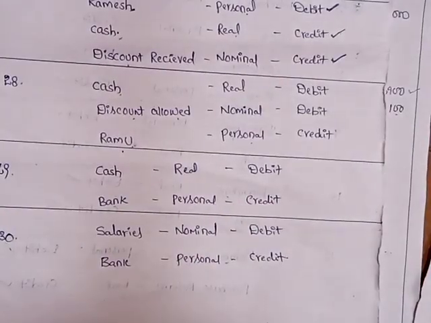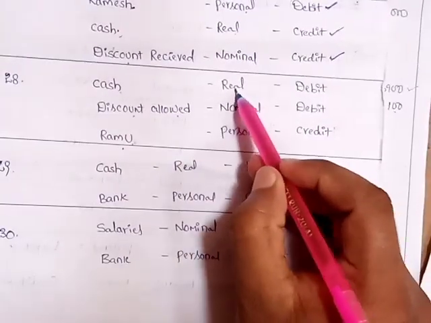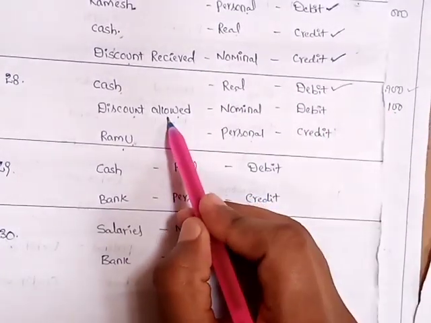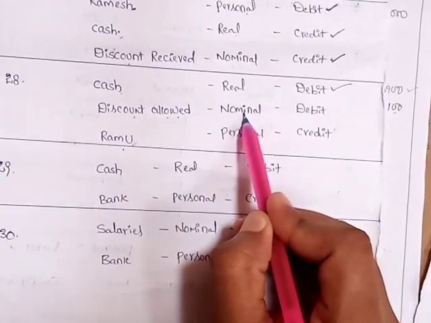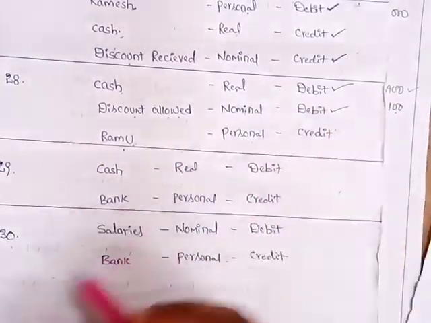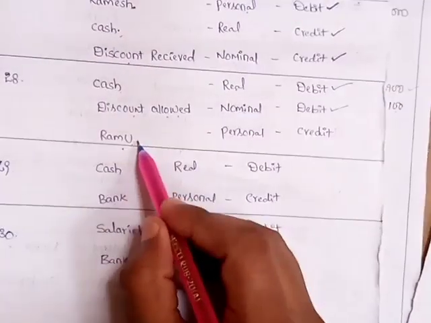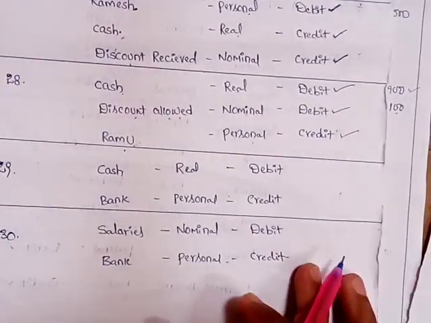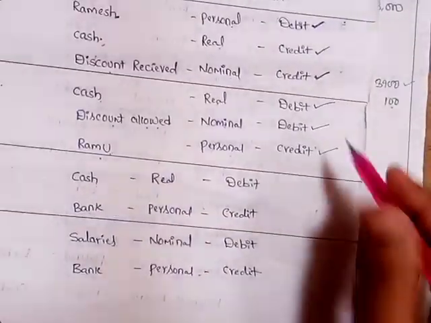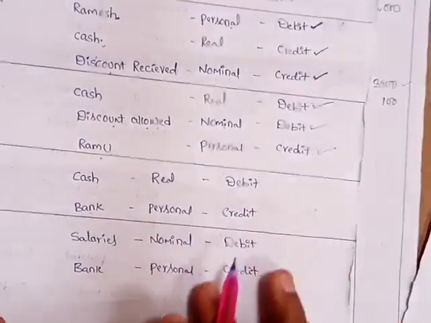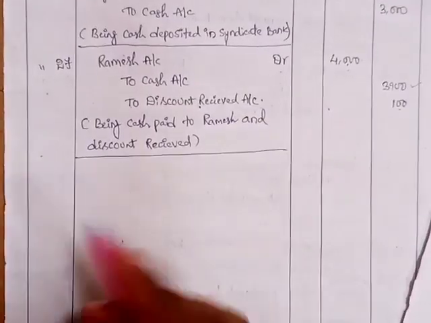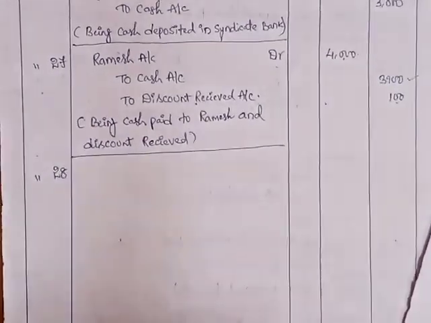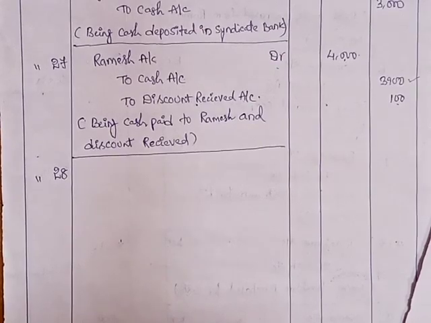So here cash received from Ramu, that means cash comes into the business. According to real account, what comes in? Debit. Discount allowed is an expense. According to nominal account, expenses and losses should be debit. Next, here Ramu is a giver. So according to personal account, giver will be credit. So here two debit aspects and one credit aspect. So date 28. First we have to write the debit aspects. We have two debit aspects.